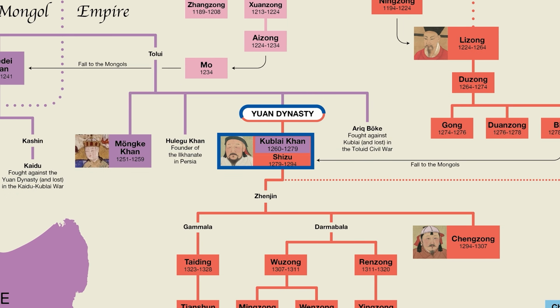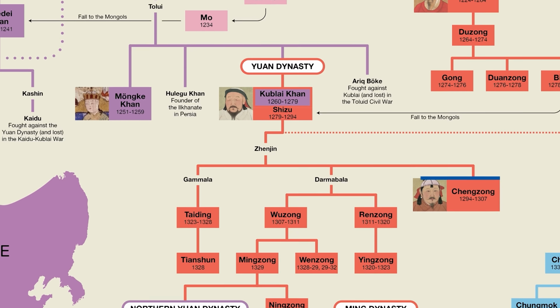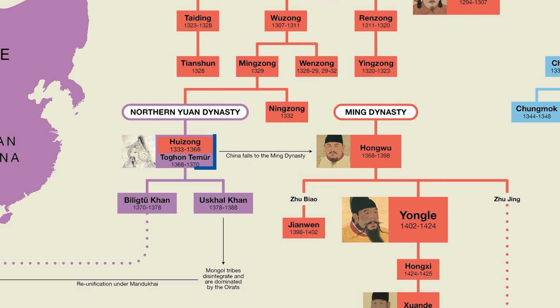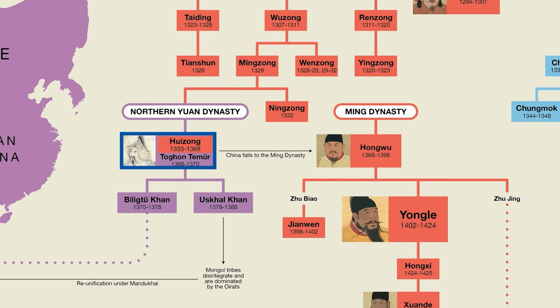After death, Kublai Khan received the temple name Shizu, with the next emperor being his grandson, Chengzong. But then, after Chengzong, things bounced back and forth between various branches of the tree, before finally settling on Huizong, who had a nice long reign of 35 years. However, in 1368, after 89 years of Mongol rule, China won back its independence with the rise of the Ming dynasty, initially led by the Hongwu emperor. At this point, the Yuan dynasty did continue, but only to the north of China, which is why we get a label change here to Northern Yuan.